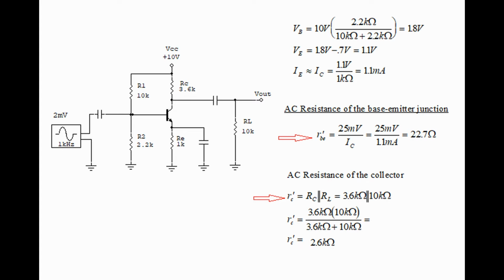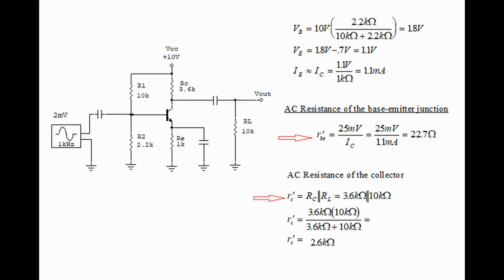An equally important concept is the AC resistance of the collector, and this is given to us by R prime C, which equals RC in parallel with RL. In other words, the collector resistor in parallel with the load, and that equals 3.6 kiloohms in parallel with 10 kiloohms. R prime C then is equal to 3.6 kiloohms times 10 kiloohms divided by 3.6 kiloohms plus 10 kiloohms, and that equals 2.6 kiloohms.